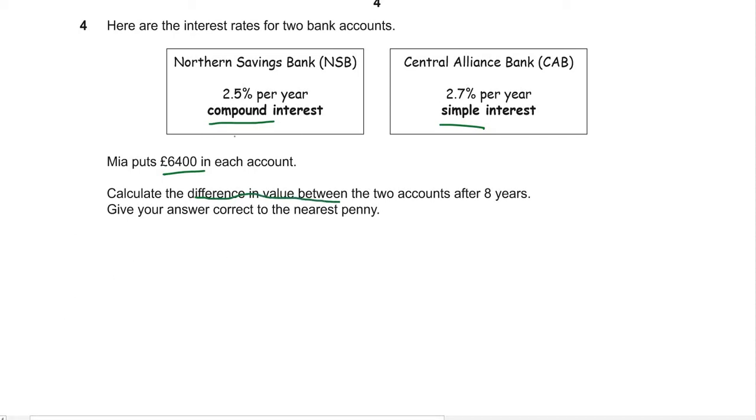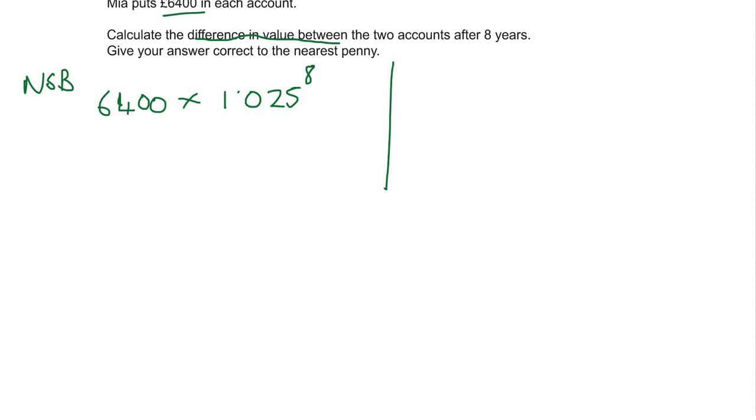Okay, so let's go ahead and do this. Well, for compound interest, we can simply do 6,400 times, and then 2.5 as a percentage is 1.025 to the power of 8, because that's the number of years. Okay, so this equals 7,797, and I'm going to put all the decimals in for now, as it'll be helpful later.